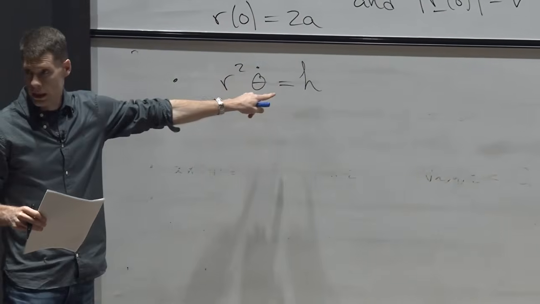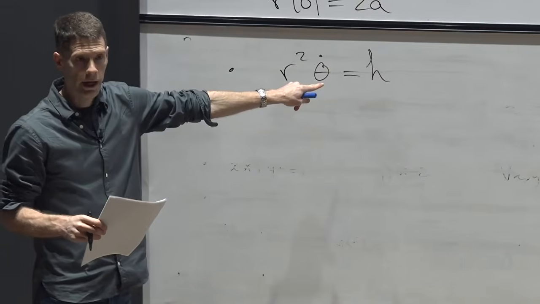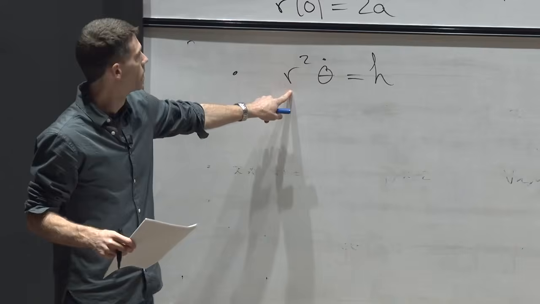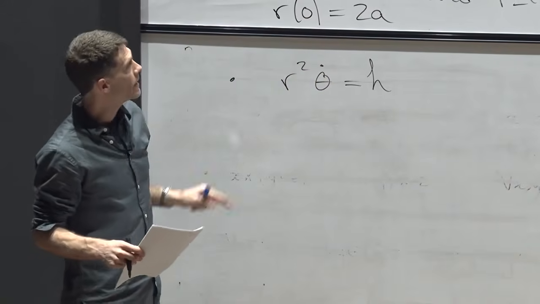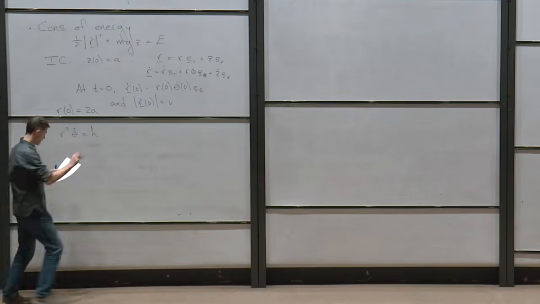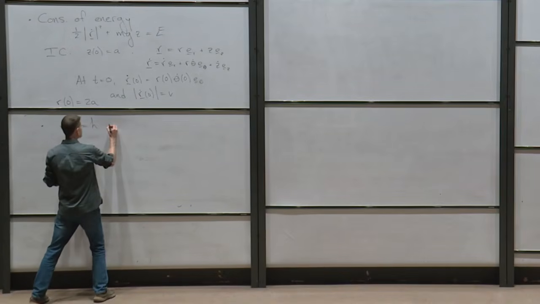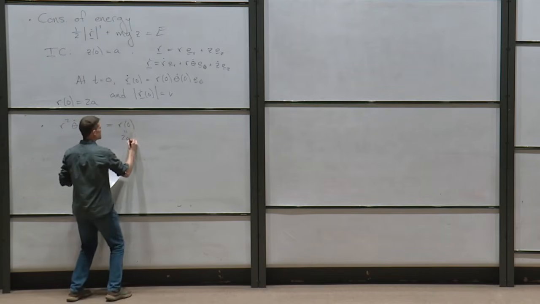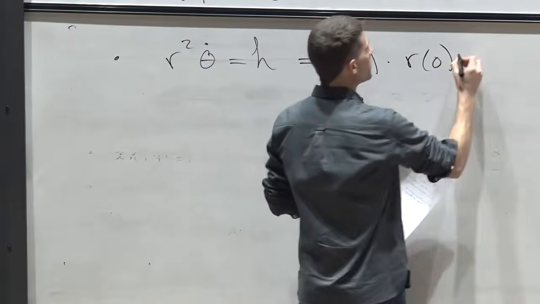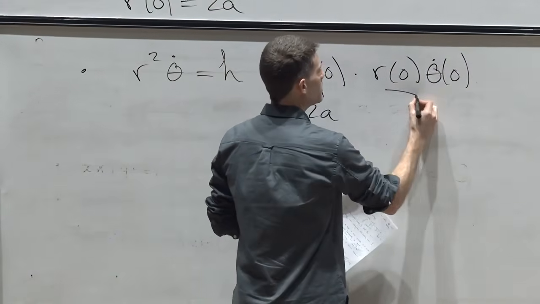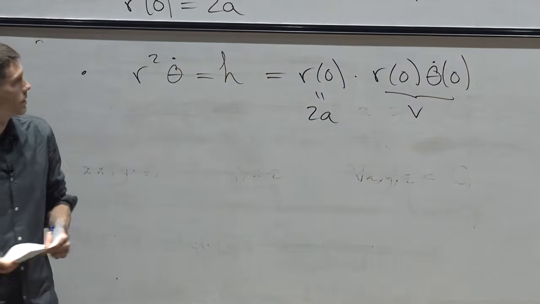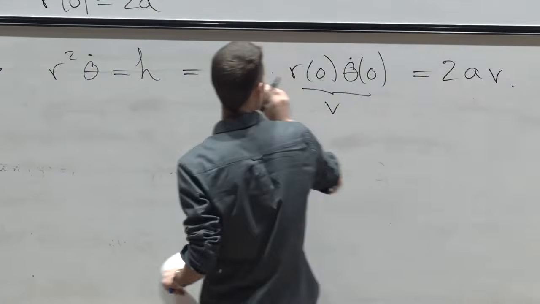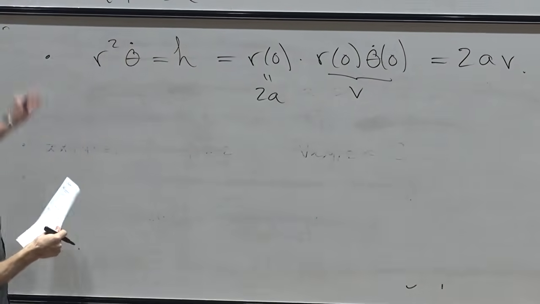So we're going to need to use this h, and effectively I can work out what the value of h is, because I know that at t equals 0, r of 0 times theta dot of 0 is v, and r of 0 is 2a. So this h is r of 0, which is 2a, times r of 0 theta dot of 0, which is v. So h is 2av.